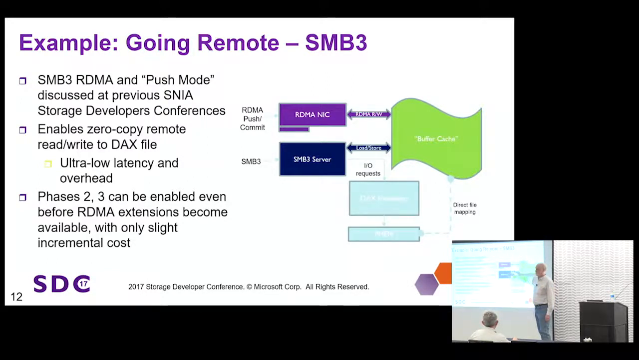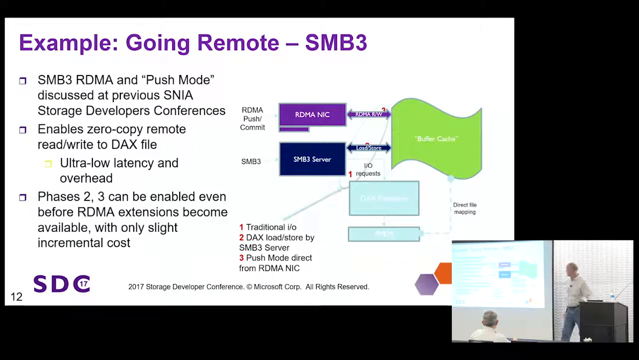It's server-initiated RDMA. And then up here at the top is client-initiated RDMA, in which an RDMA read-write goes to the buffer cache directly to PMEM. And this is kind of phase 3, the ideal case that we're looking for, right? So traditional I/O, DAX load store by the server, DAX load store by the client. This is where we want to get. There's a problem up here, though. There's some stuff missing, and that's where I'm going.